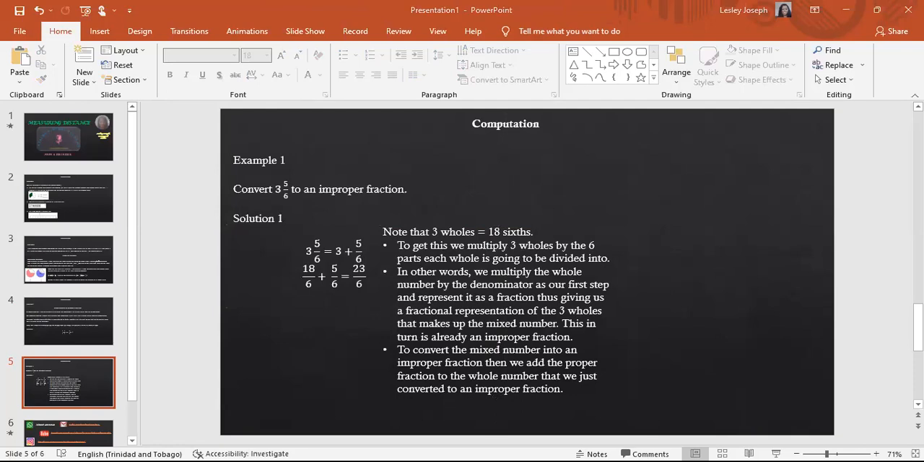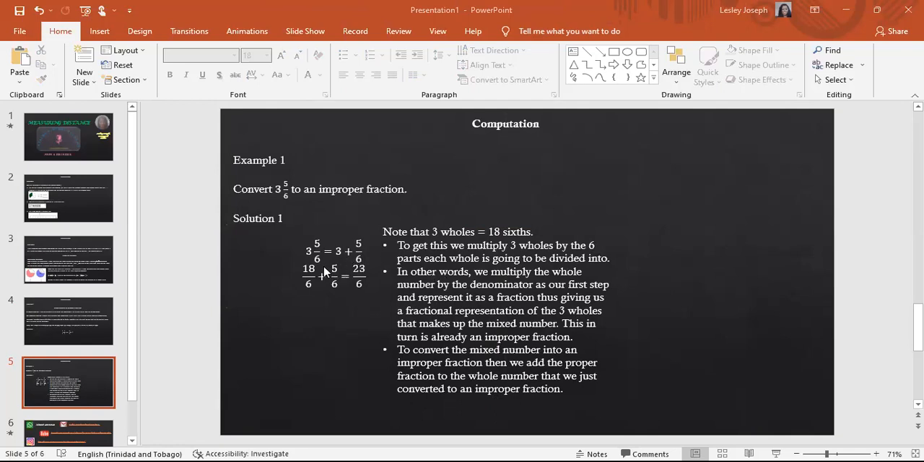Are you finished writing? Yes, miss. Okay, so let me explain what we just did here. We want to convert 3 and 5/6 to an improper fraction. This is what we know as a mixed number, and this here is our solution.